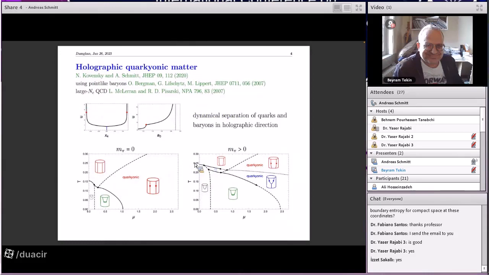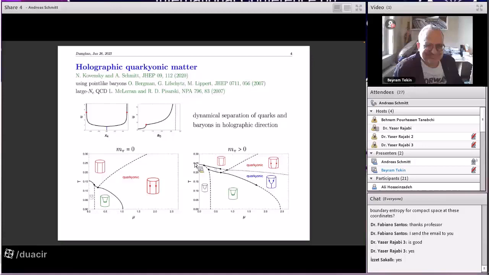But there's one result I want to point out just to show what we can do with the model, a kind of review in this so-called decompactified limit. What we have done a few years ago is we've looked at quarkyonic matter. This is only one slide, again, just to show you what we can do with this model. If you don't know what quarkyonic matter is, it's not important for the following.